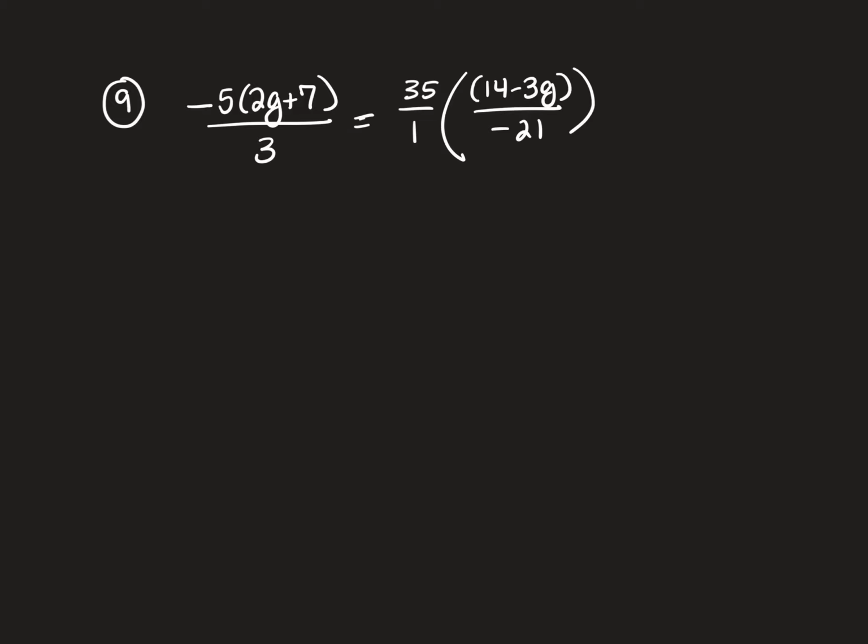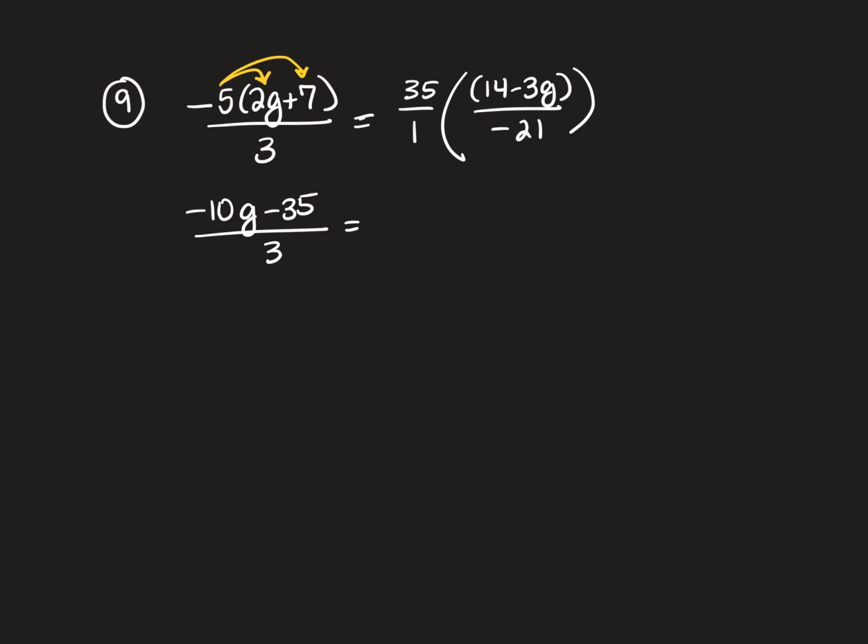Then what I need to do from there is start cleaning this up a little bit. So I'm going to try to rewrite this so I don't see as many parentheses, right? So I'm going to distribute that negative 5. And what I get there is then negative 10g minus 35 over 3 equals.